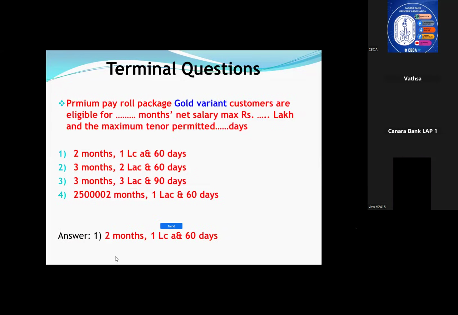So the answer is 2 months, 1 lakh and 60 days. So number 1 is correct. Second one, it is 3 months, 2 lakhs and 60 days. Platinum, 3 months, 3 lakhs and 90 days. This is the answer for the next category.